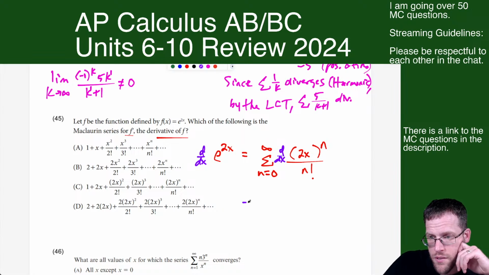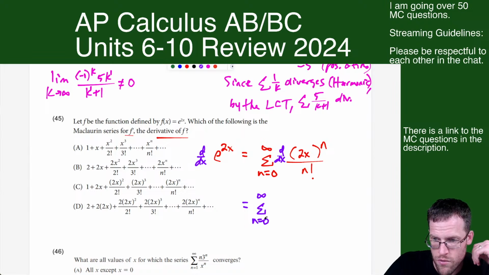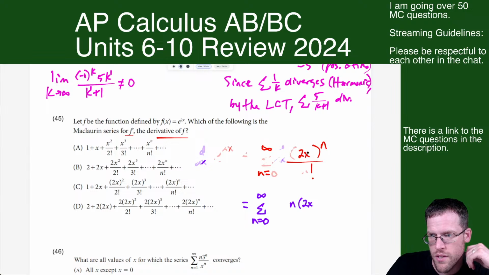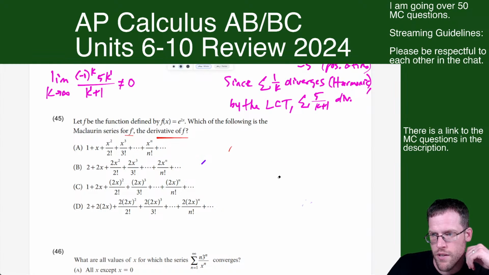Okay, and now this is n equals 0 to infinity. And I have n times 2x to the, you know what? I'm going to do it an easier way. Sorry about that. I see an easier way to do this already. All right. You know what I'd rather do? I'd rather take the derivative and then build the series.